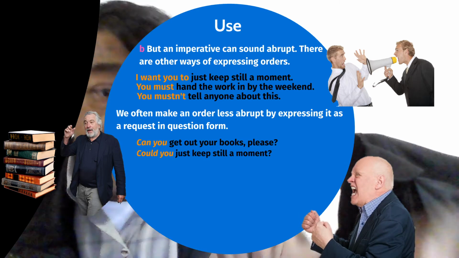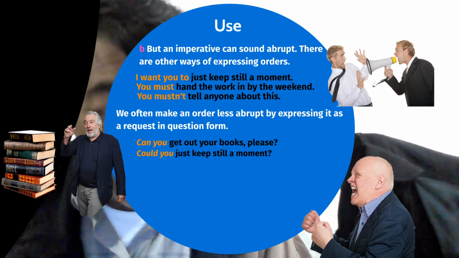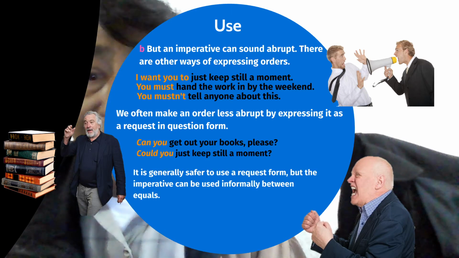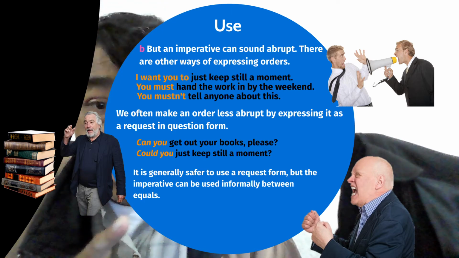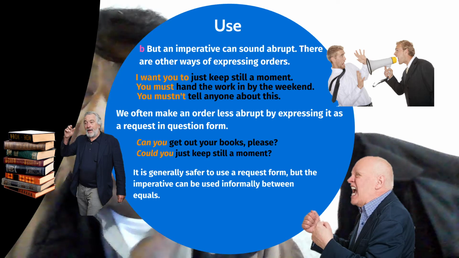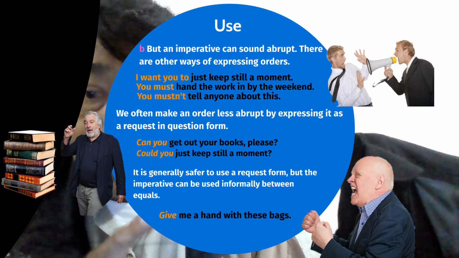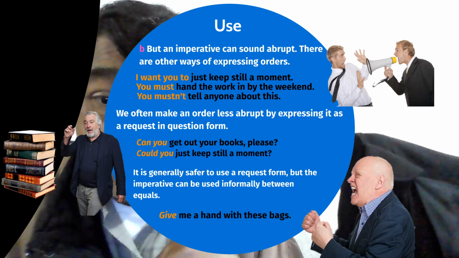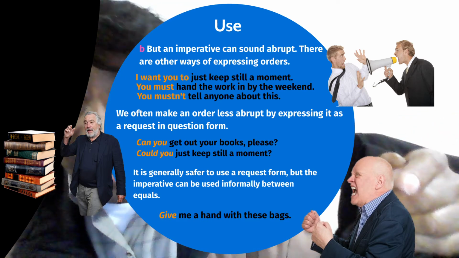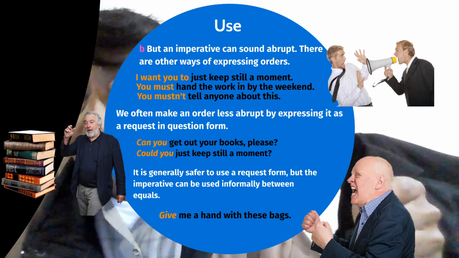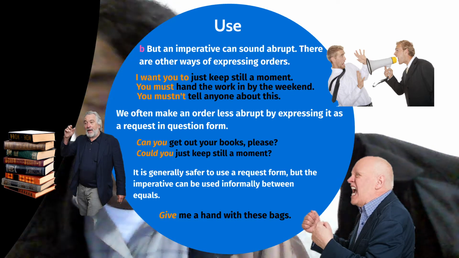Okay, so for example, look at this guy. This guy is like, I want to do this. And it is in general safer to use a request form, but the imperative can be used informally between equals. Okay, so between equals. For example, give me a hand with these bags. So probably he's carrying some bags from the supermarket, and he's asking for help. Hey, give me a hand with these bags, please.